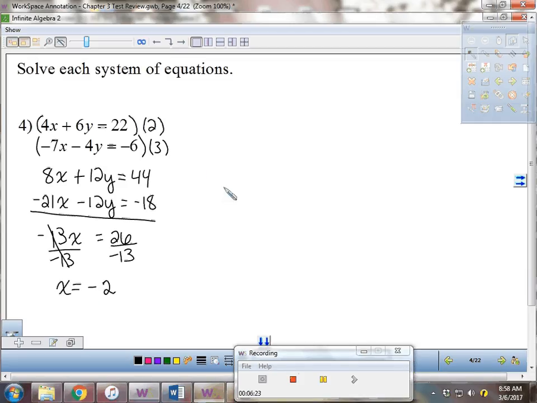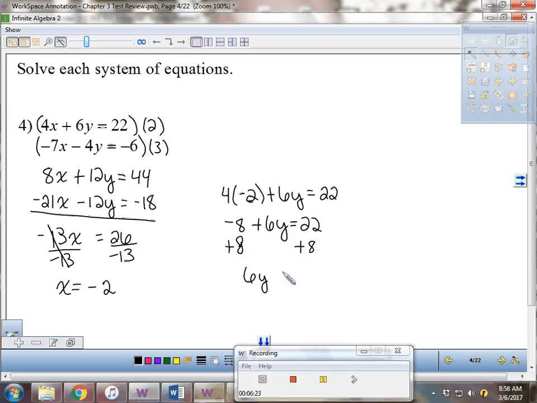So now I just plug that back in. So I have 4 times negative 2 plus 6y equals 22. Sorry, my pen keeps not writing. So that gives me negative 8 plus 6y equals 22. Add the 8. And 6y equals 30. Divide by 6, and y is 5. So that point of intersection would be negative 2, 5.